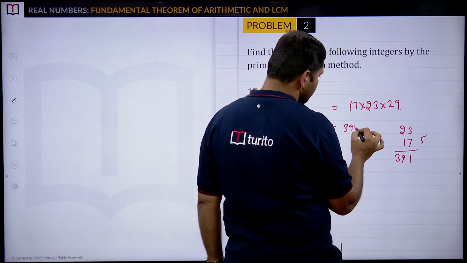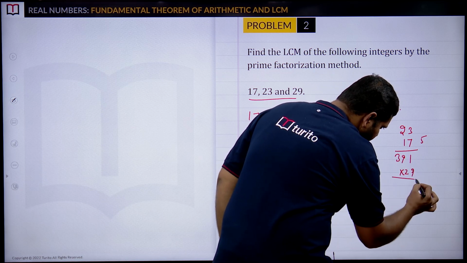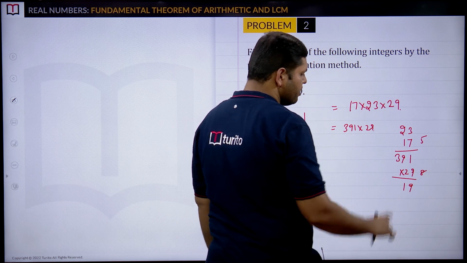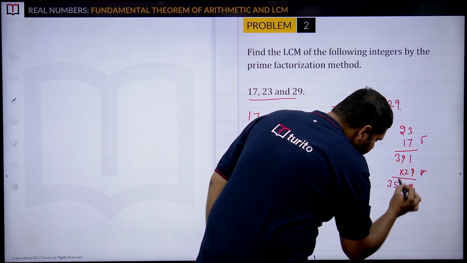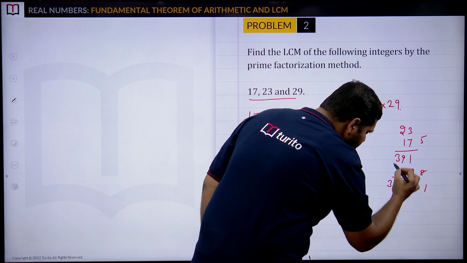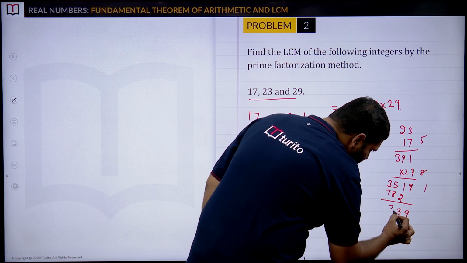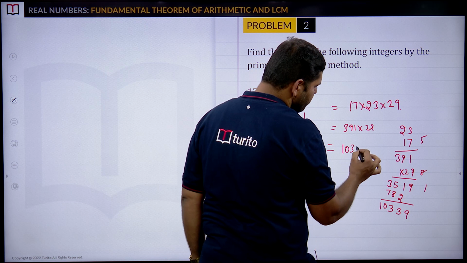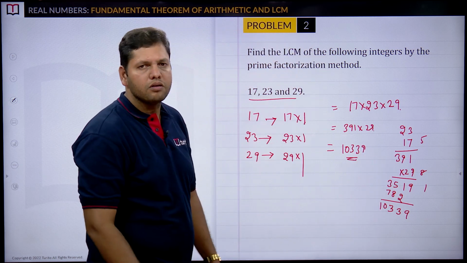So this is 391 into again 29. So multiply by 29, children. 9 1s are 9. 9 9s are 81, carry 8. 9 3s are 27, 27 plus 8 is 35. And 2 1s are 2. 2 9s are 18, carry 1. 2 3s are 6, that is 7. So this is 9, 3, 3, and this is 10. So what is the answer, children? 11339 is the answer. Okay.